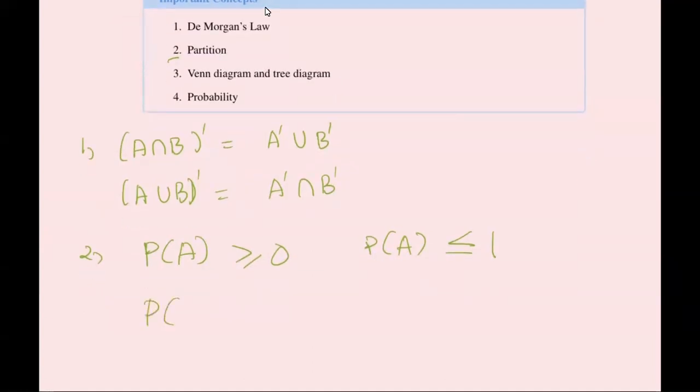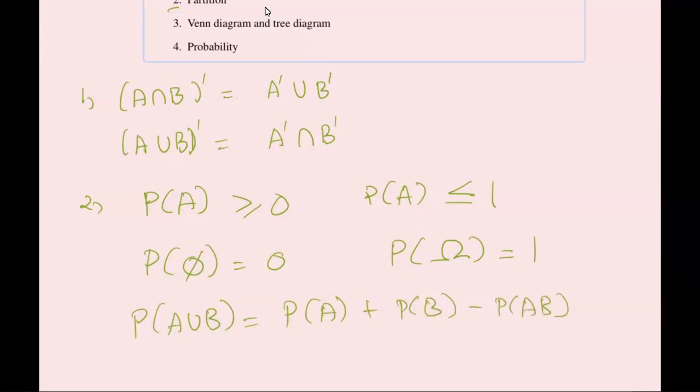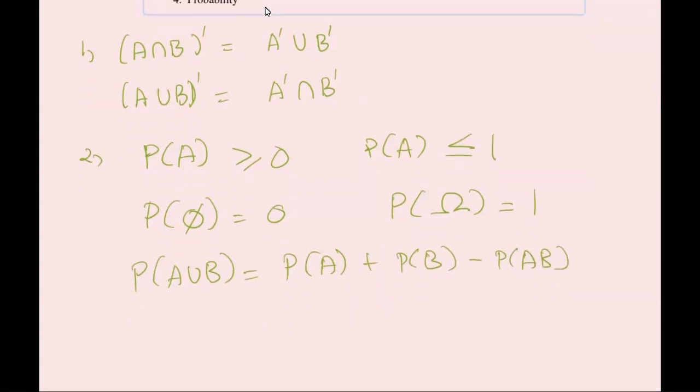Next one is probability of an empty set is 0. And probability of the sample space is 1. There's also a formula for probability of A union B. So this is a formula, and it makes total sense when you try to draw it out using a Venn diagram.